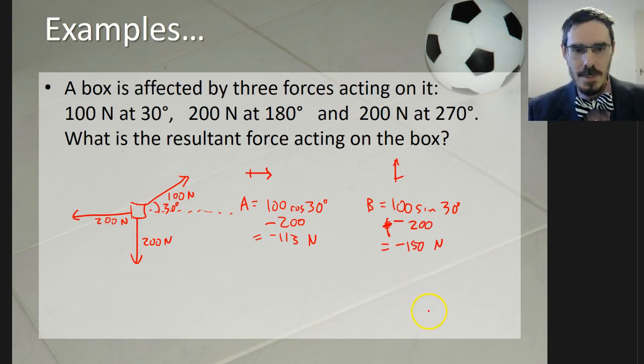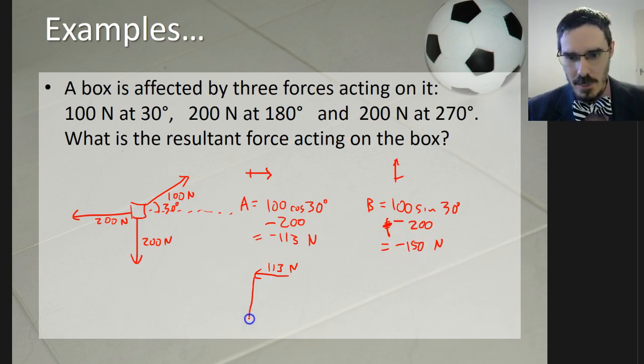Now, the last time I did this, I made a terrible mistake. I wrote 200 instead of 150, so let's try again. To work out the resultant force, I have to combine these two components. So, negative to the right means I've got a positive component to the left of 113 newtons. Minus 150 up means I have a downward component of 150 newtons. And I need to find this resultant force there.